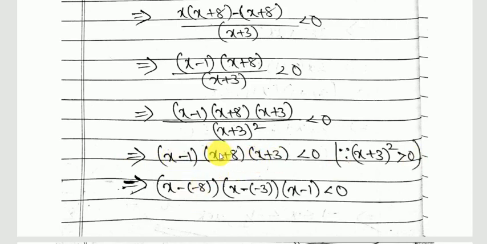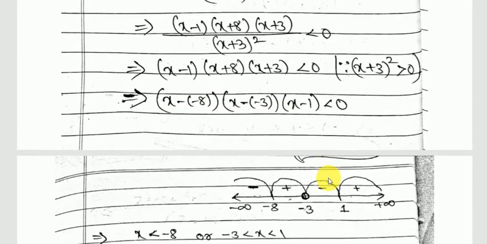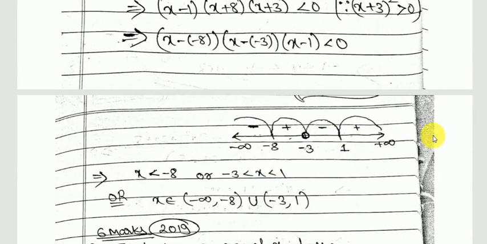So this x plus 8 can be written as x minus (-8), x plus 3 can be written as x minus (-3), and x minus 1 simply like that. And I had told you it should be in ascending order also. So -8, -3, 1. Yes, -8, -3, 1, in ascending order. Then you will draw the number line and write this on the number line. So -8, -3, 1.